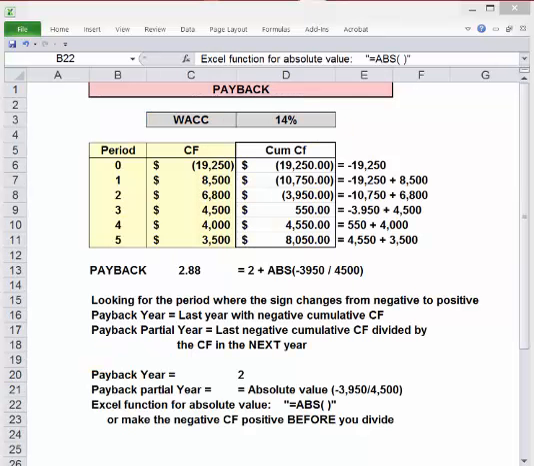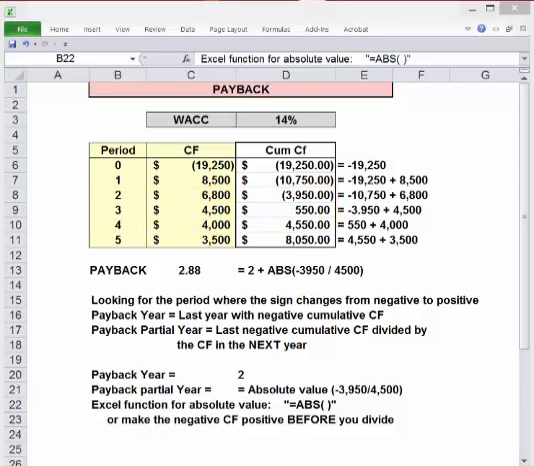Before we start working on payback metrics, think about what we're looking for. How many years will it take to recover our initial investment? Starting with the year 0 outflow, we add the inflows year by year until our initial investment is covered, until the cumulative cash flow stream turns positive. Looking for when the sign of that cash flow changes, and in this case, it's between years 2 and 3.